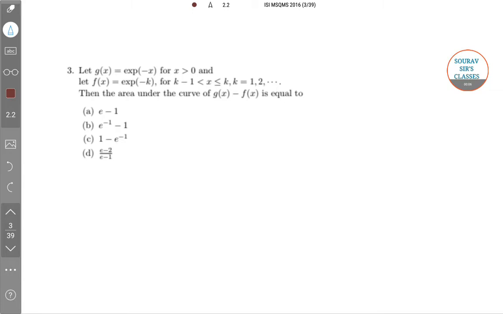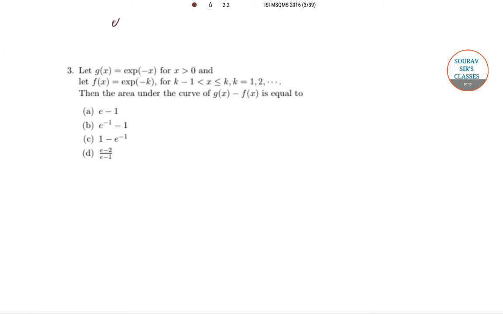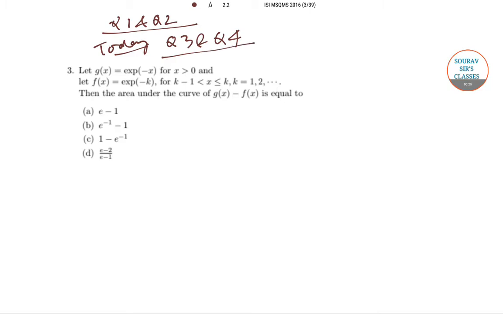Today we will be solving the ISI MSQMS paper from year 2016. Previously we have solved question number 1 and question number 2 from the same paper. Today we will be solving question number 3 and question number 4 from the same paper. So let's begin with question number 3.